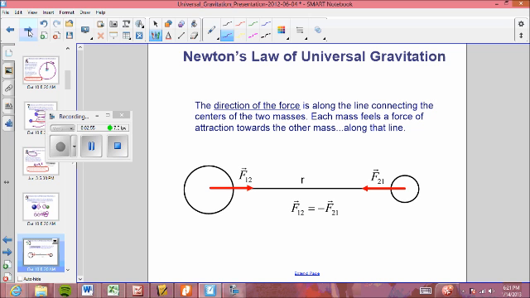The direction of the force is along the line connecting the centers of the two masses. Each mass feels a force of attraction towards the other mass along that line. So this one feels it towards the other one, and this one feels it towards the other one in the opposite direction.